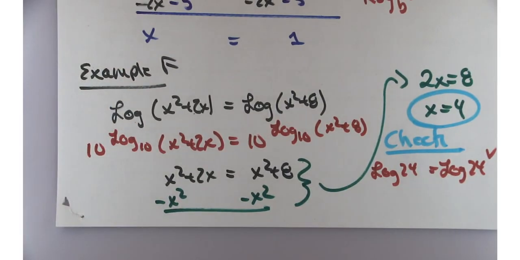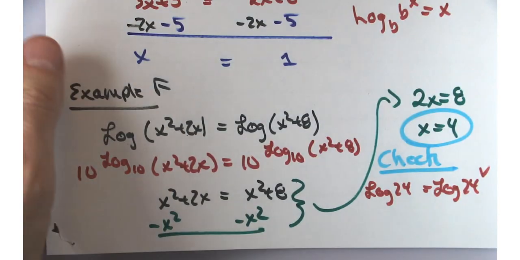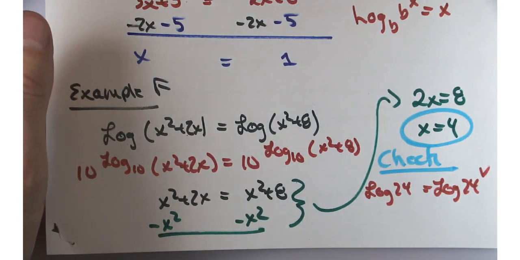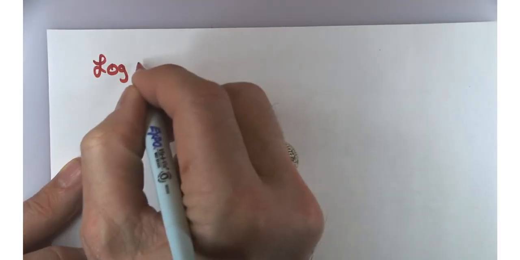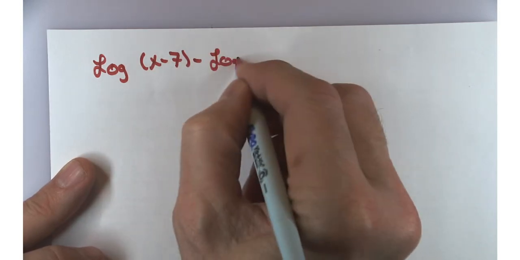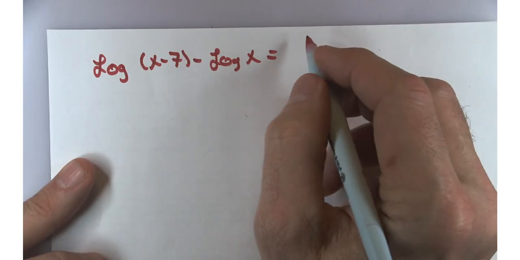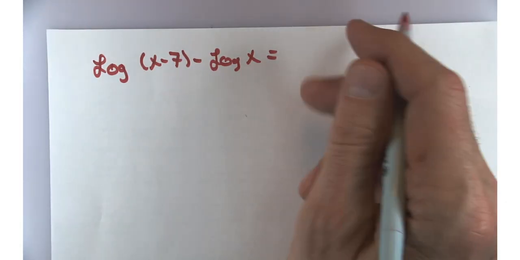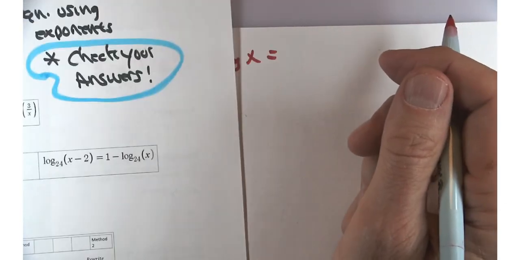Now, so far, these have been pretty straightforward. Let's throw a little bit of a curveball into this. Let's look at the second part of example F. Log of x minus 7 minus log of x equals log of, what's that, 3 over x? Yeah, 3 over x.